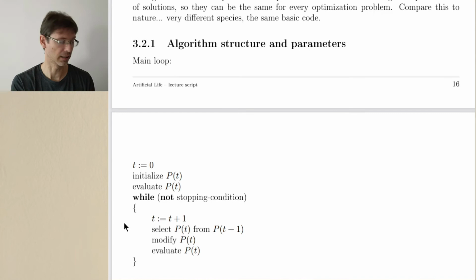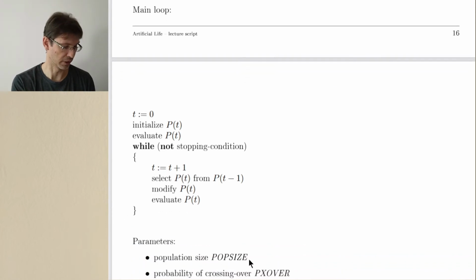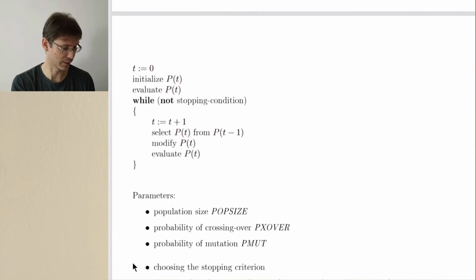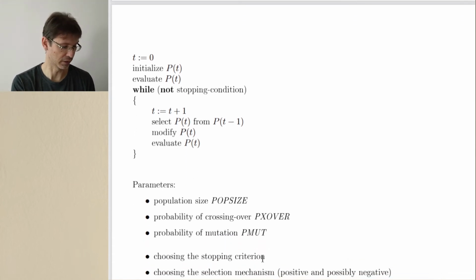We need to decide what should be the population size, how often we should cross over our individuals. We didn't talk about crossing over, but we know it happens in nature. Crossing over is hidden in this modification part. We need to decide about the probability of mutation and how to mutate, if we have different ideas on how to mutate. Choosing the stopping condition.